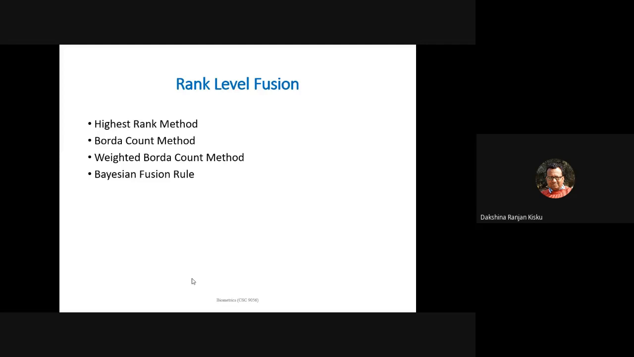These are the rank level fusion methods: highest rank method, Borda count method, weighted Borda count method, and Bayesian fusion rules. So we can use these rank level fusions for obtaining multi-biometric systems. These rank level fusions are mainly used for identification. We will discuss rank level fusion in the next class, or whenever we discuss the identification of different biometrics, then we will discuss these techniques in detail.